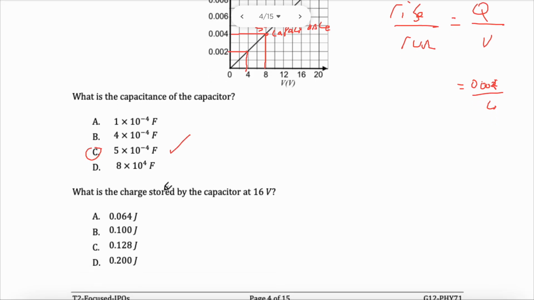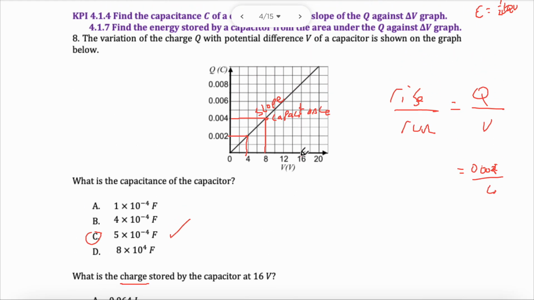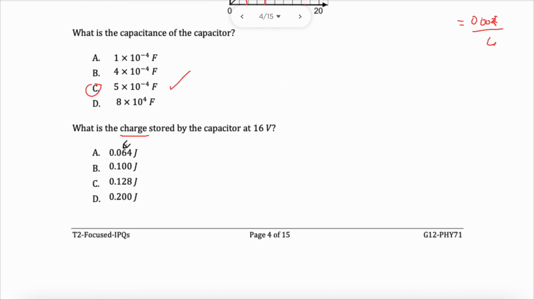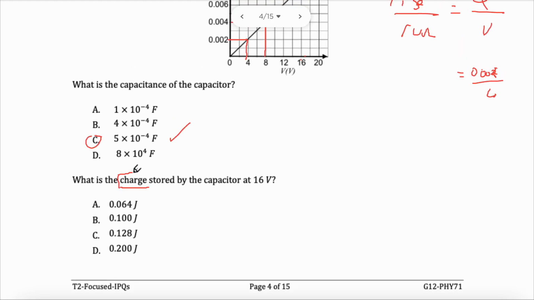That's a strange one. It's asking for charge, however, all the answers are in joules. The charge at 16 volts, by the way, let me get rid of my writing over here. The charge at 16 volts is here. There. That is 0.008 coulombs. Obviously not an option. That makes me think this is a mistake in the question, and they probably wanted to ask for the energy stored.